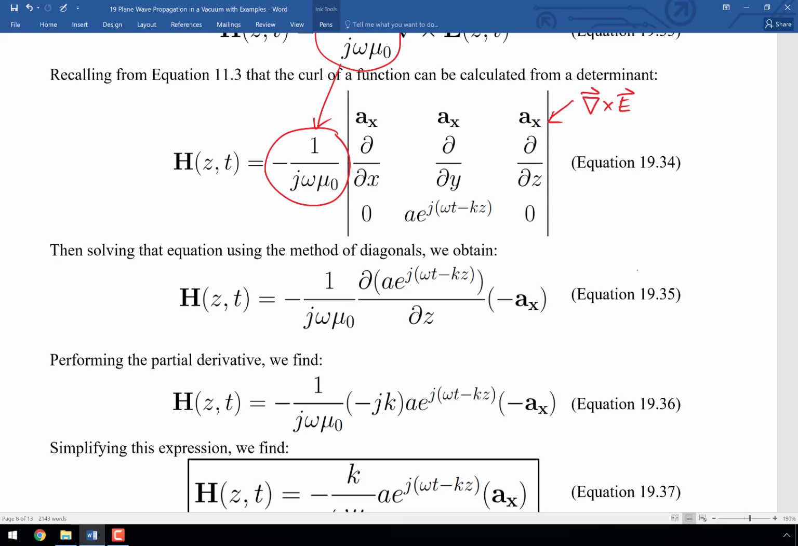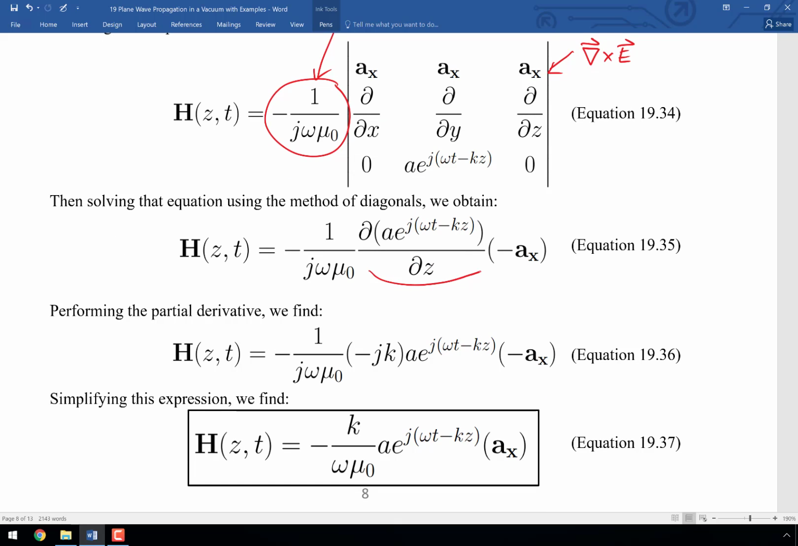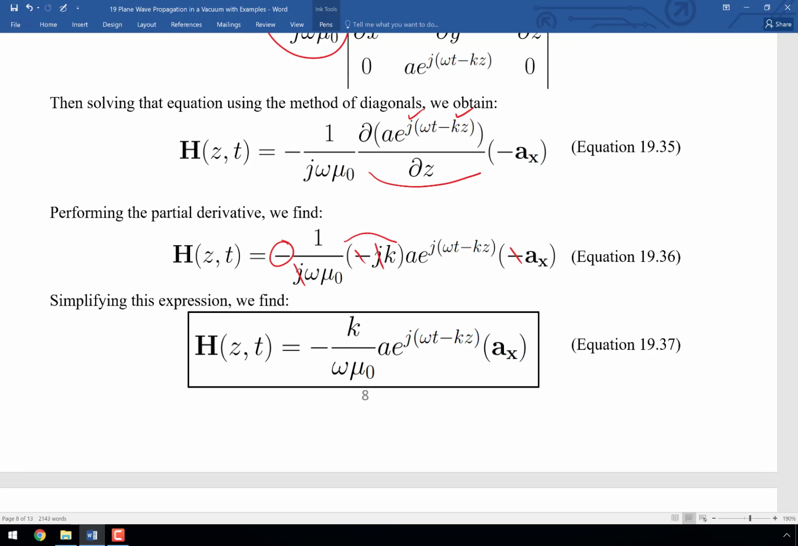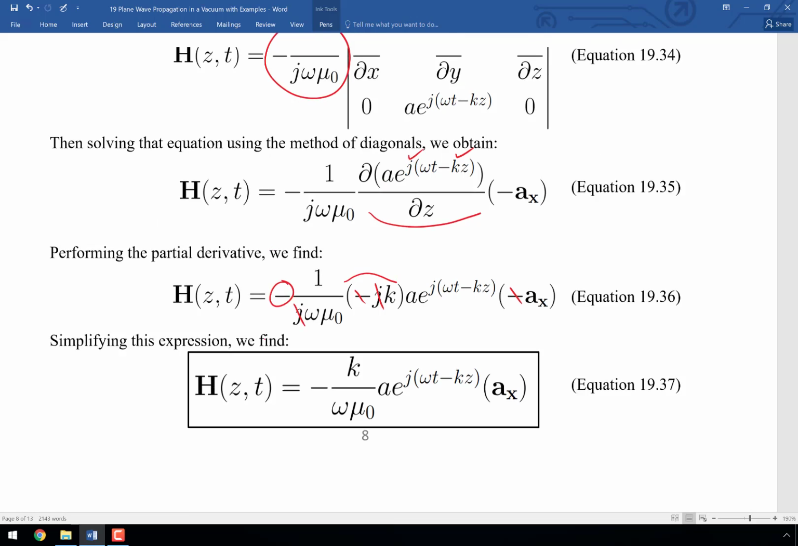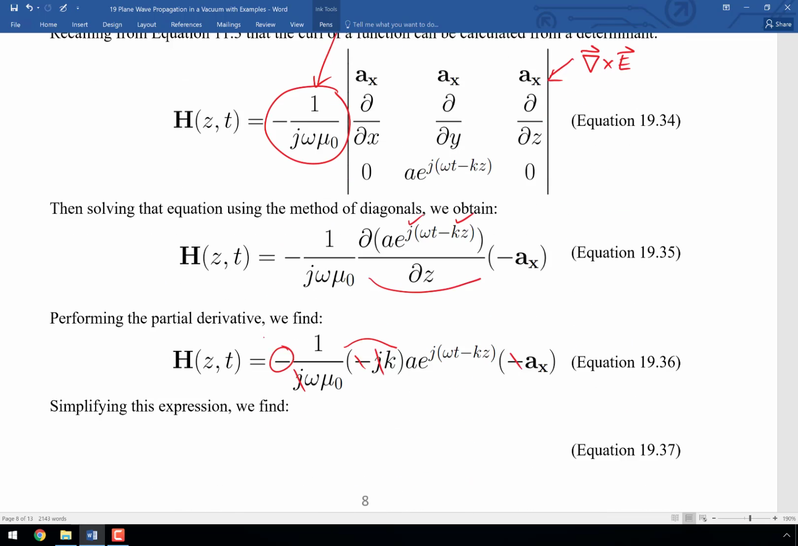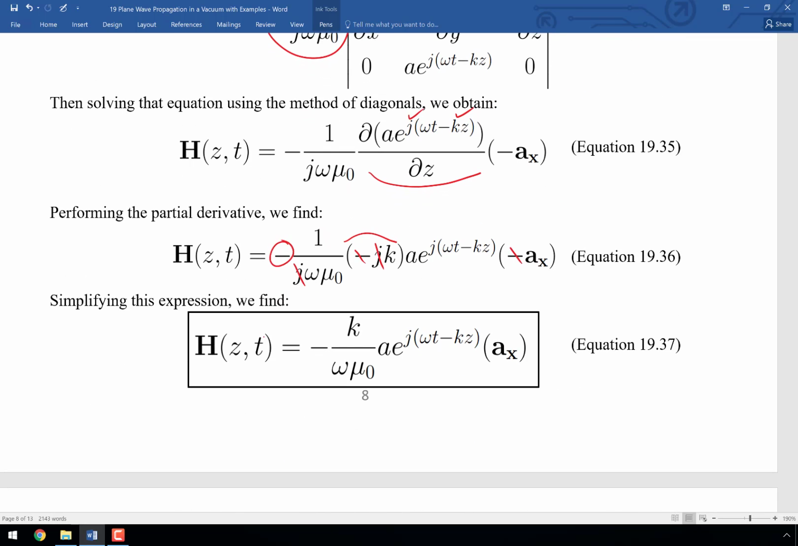When we take the derivative of this term right here, we end up with an extra negative jk, because there's a j here and a negative k here. So when we take the derivative with respect to z, the chain rule pulls those out in front. The j's are going to cancel, and 2 of the 3 negative signs are going to cancel, but we're still going to keep 1 extra negative sign around. And so this term gives us the form of H. Remember that E was in the positive a sub y direction, and H is in the negative a sub x direction.